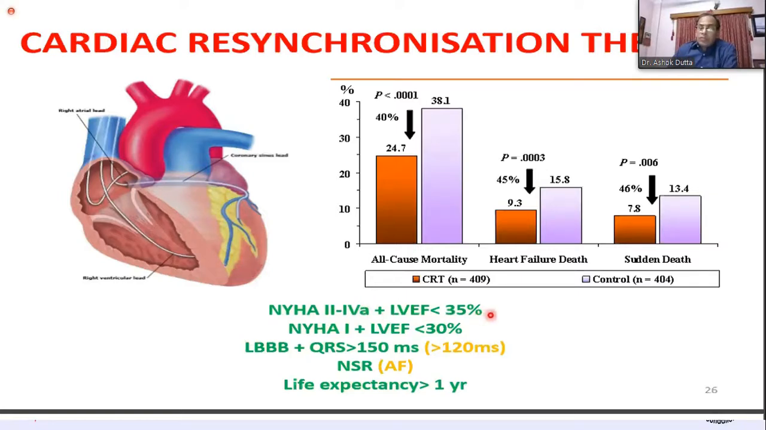than 30%, 35% after 3 months of guideline-directed medical therapy, and with LBBB QRS duration more than 150 millisecond with normal sinus rhythm. In some cases, it is also helpful. And if life expectancy is more than 1 year.